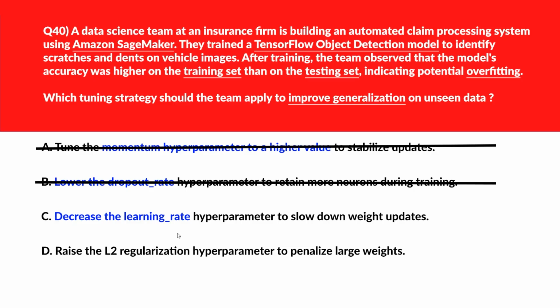C says decrease the learning rate hyperparameter to slow down weight updates. Smaller learning rate slows training but doesn't mitigate overfitting. Wrong answer. We'll move to D. D says raise the L2 regularization hyperparameter to penalize large weights. Increasing L2 regularization helps reduce overfitting by constraining model complexity. Looks good. We'll lock option D as the right answer.